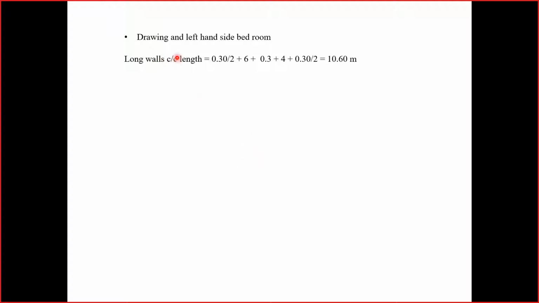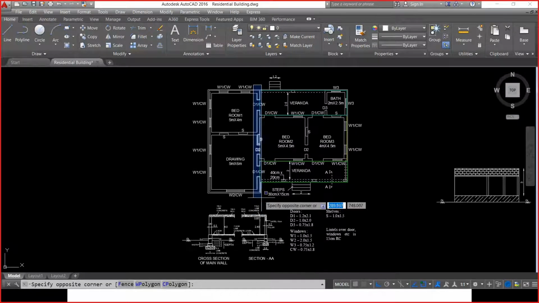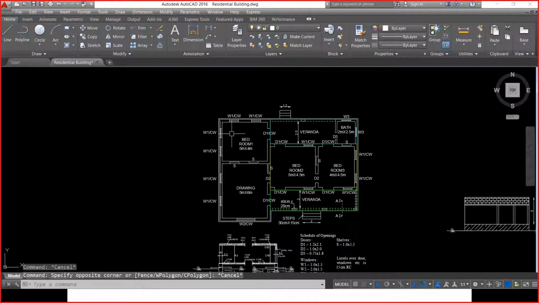So long wall center to center distance is 0.3 by 2, the outer periphery wall thickness divided by 2, plus length of the drawing room 6 meter, plus thickness of the partition wall 0.3 meter, plus length of bedroom number 1, 4 meters, and at the end periphery wall thickness divided by 2. The total center to center distance is 10.6 meter. Similarly, the center to center distance of this particular wall is the same as the first wall which we have already calculated, so I can multiply it by 2, similar quantities.